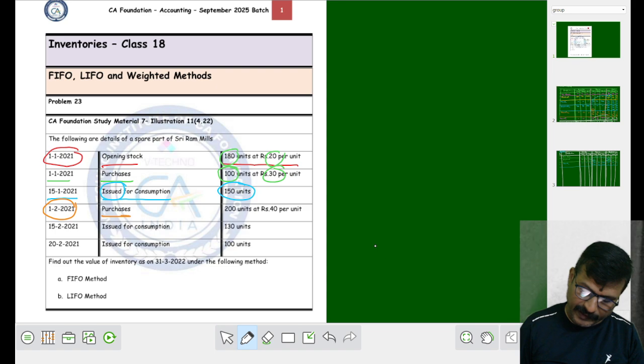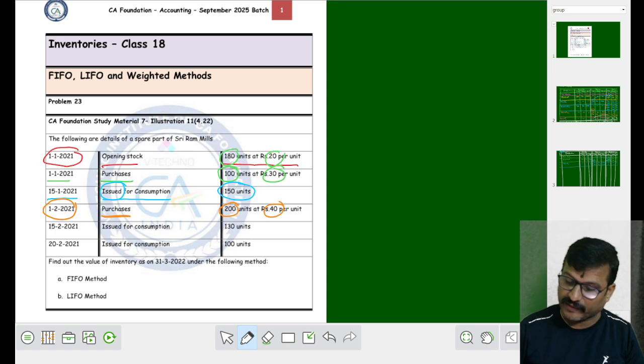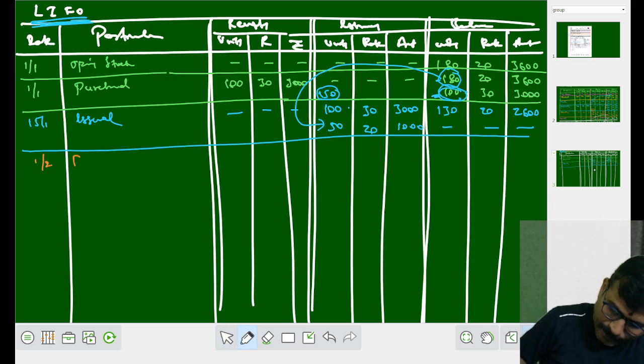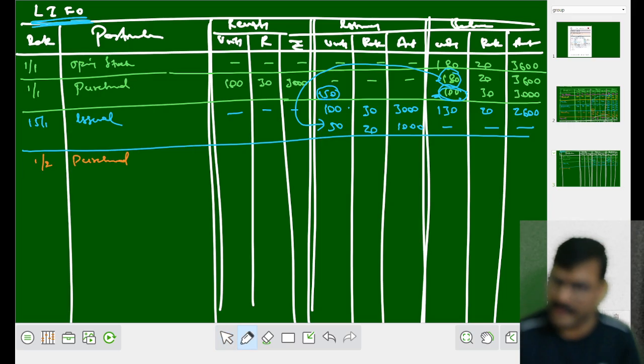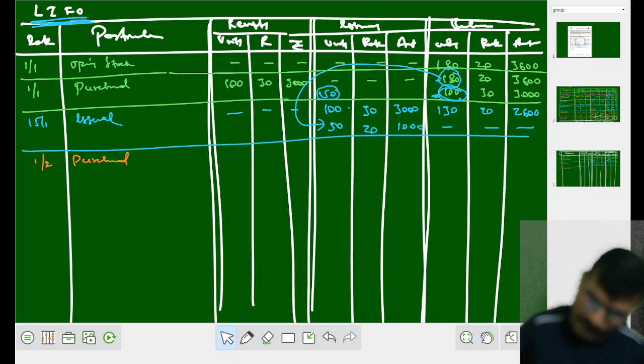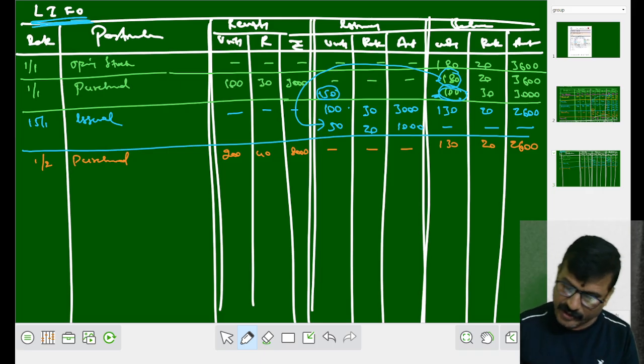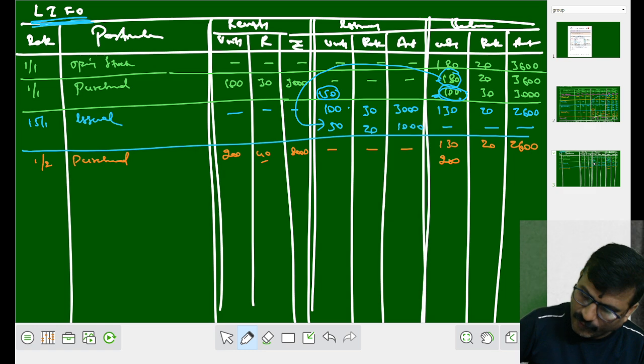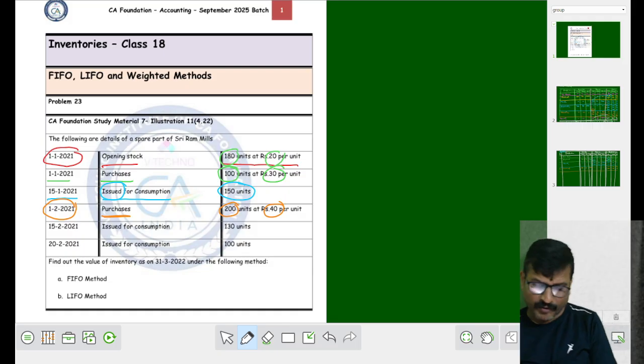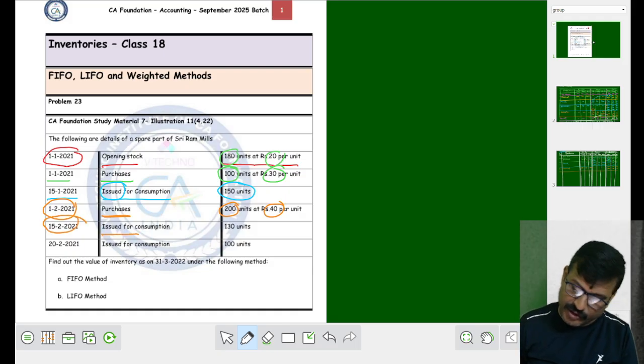Now what happened in the next transaction? On 1st February, there is a purchase of 200 units at 40. How many units did you purchase? 200, which means 8000. Dash in the issues column. What is behind it? 130 at 20 rupees, 2600. Now you purchased 200 at the rate of 40 rupees. Its value is 8000. Fine, my dear children, now you completed 1st February. After 1st February, what is there? On 15th February, issued 130 units.